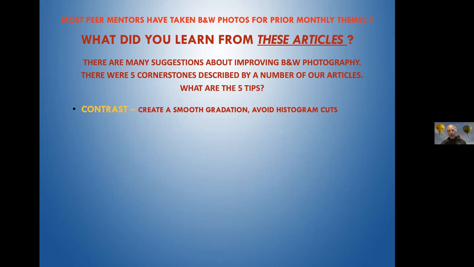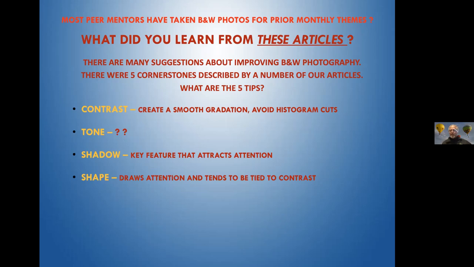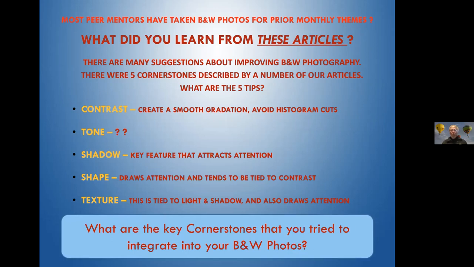Here they are. Contrast, and it suggests creating a smooth gradation, which avoids histogram cuts. This was a real educational one for me. Everything should have something. Tone, I really need to learn that. I didn't quite understand that one. Shadow, does the photo emphasize the shadow? Shapes draw attention and tend to be tied to contrast. Texture, that's one that I really learned a lot from. It's tied to light and shadow and also draws attention. What are the key cornerstones that you tried to integrate into your black and white photos?